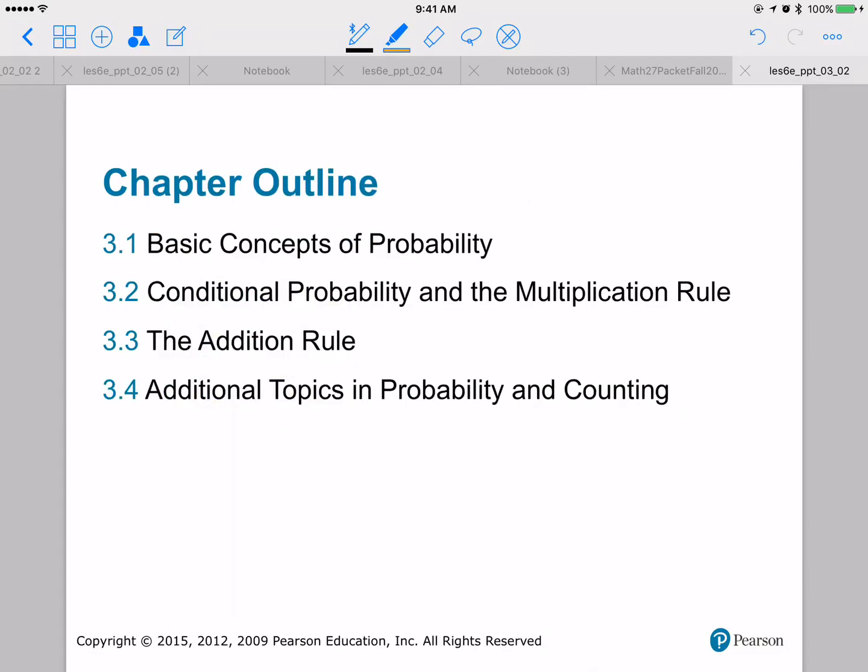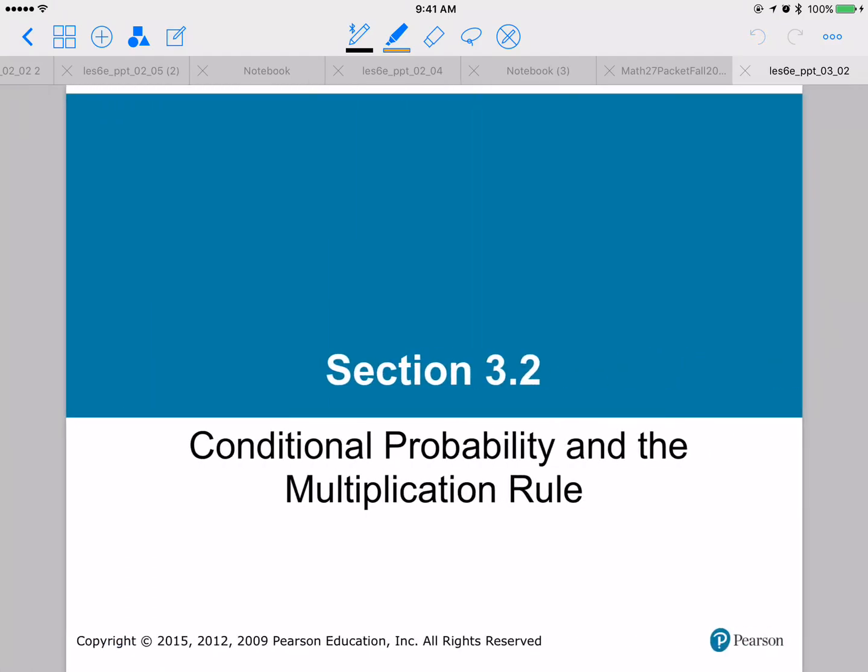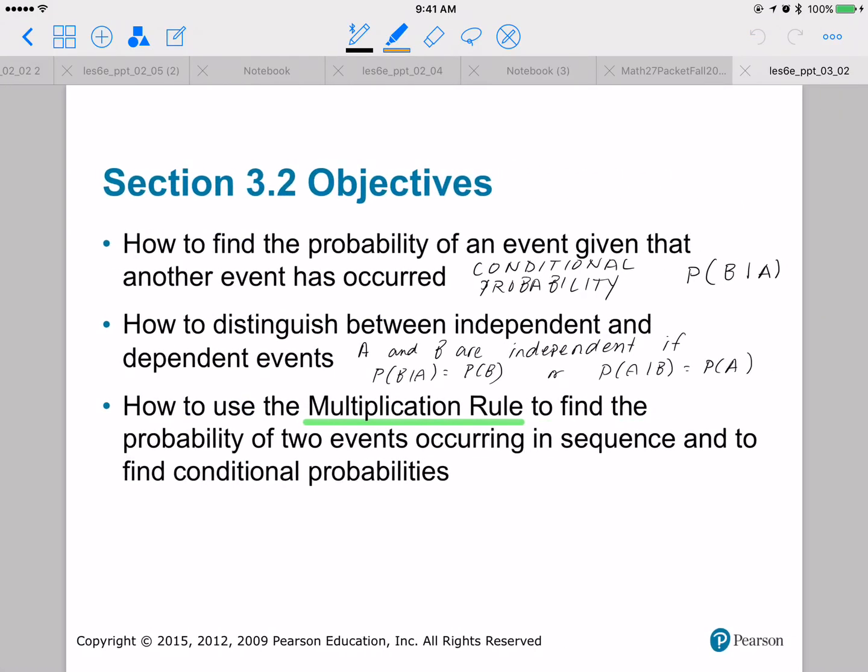which is on conditional probability and the multiplication rule. We had a few examples that I wanted to finish up with you. Just as a reminder, how to find the probability of an event given that another event has occurred. This is called conditional probability, and our notation is P of B given A.